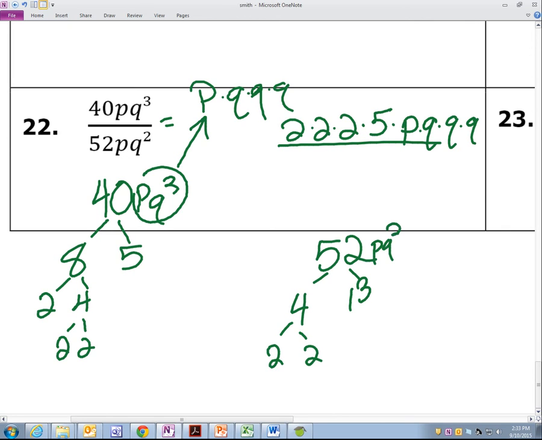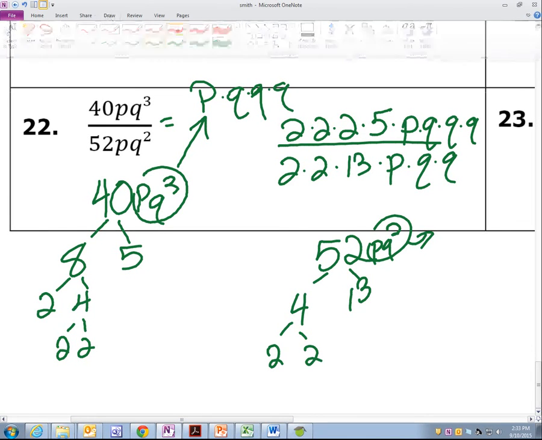I forgot about the PQ squared. We've got to kick that out for a little bit. So now I have 2 times 2 times 13 times P times Q times Q. Now let's start to cancel these out. So we have 2 in the numerator, another 2 in the denominator and numerator.